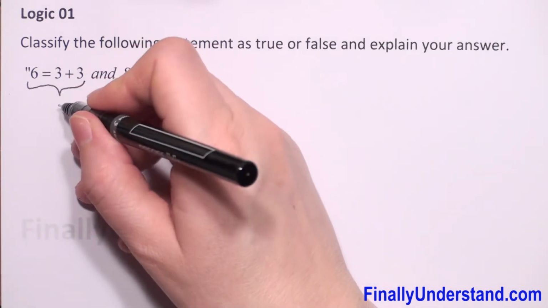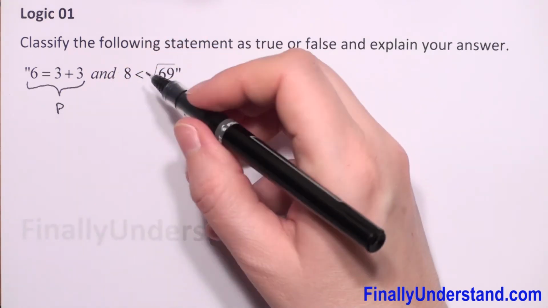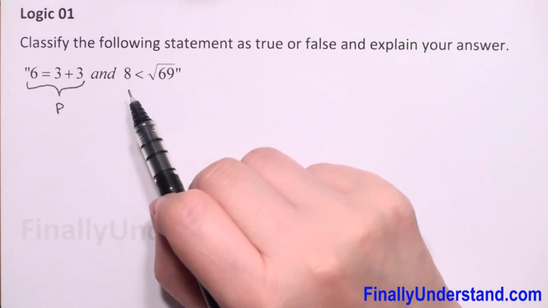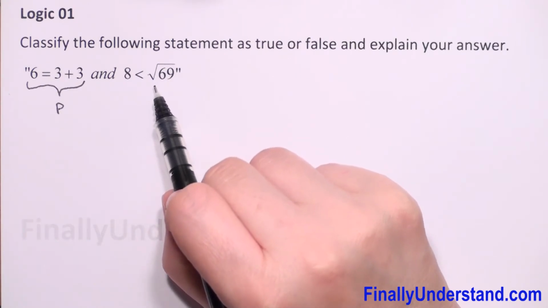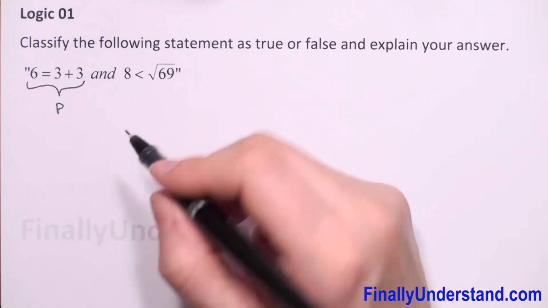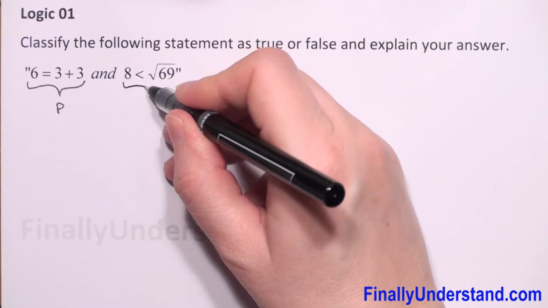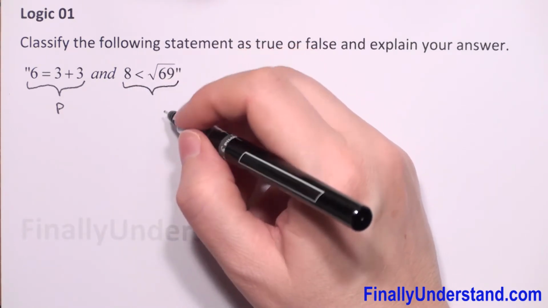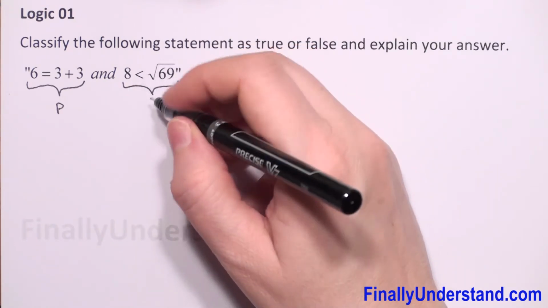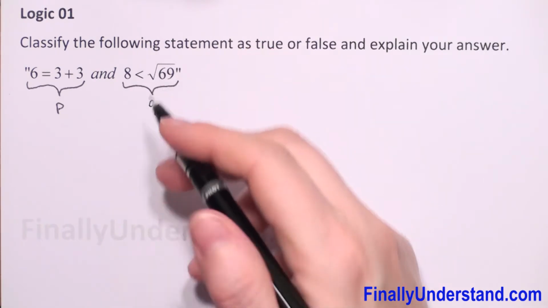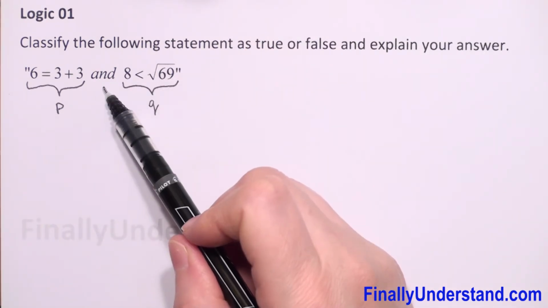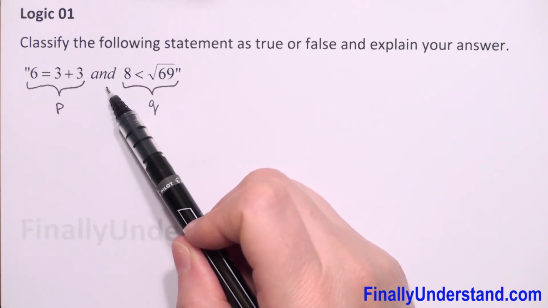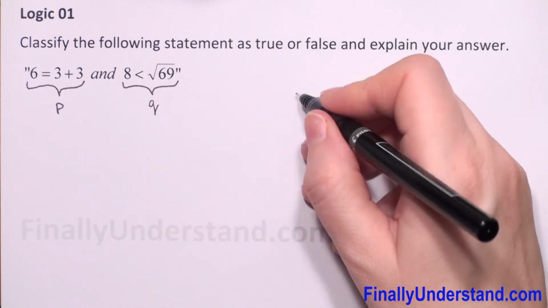We can write that this is our P. And the next simple statement is 8 is less than the square root of 69. This is our second simple statement because it has a single idea. This is our Q. And these two statements are put together with the word "and", which represents conjunction.